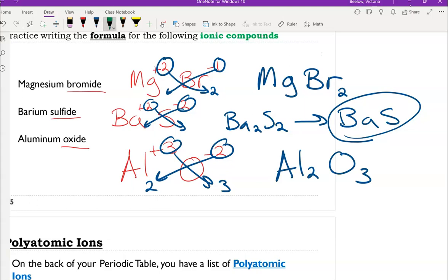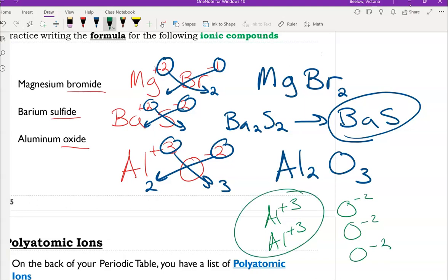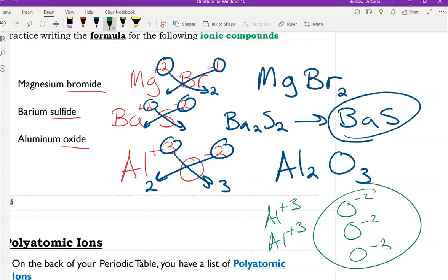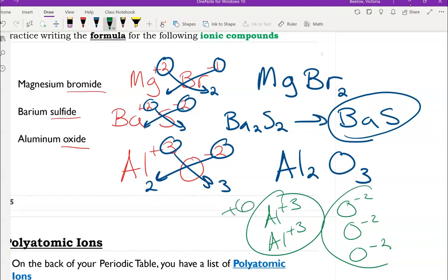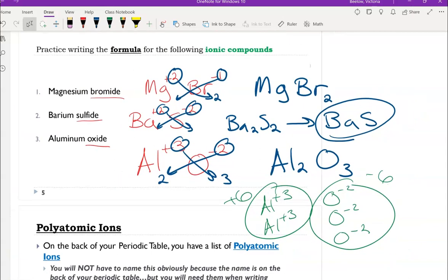And that does make sense because if aluminum has a charge of +3, to get them to a point where they could cancel out with each other, you would need 2 of these, which would give you a charge of +6, and then 3 of these, which would give you a charge of -6. And overall, those would then cancel out with each other. This would be overall +6, and this would be an overall -6, thus canceling each other out. But again, the crisscross is just an easier method to find the formula faster.